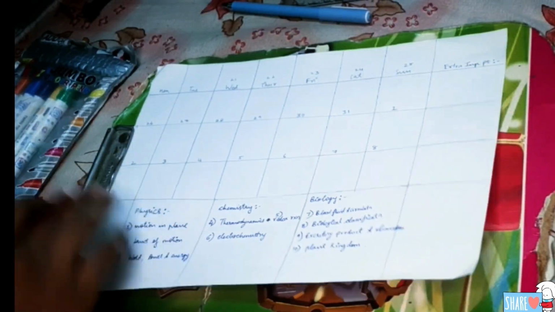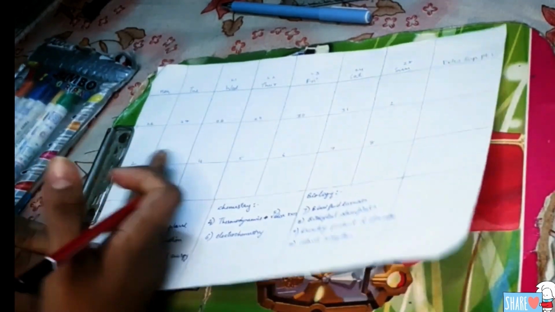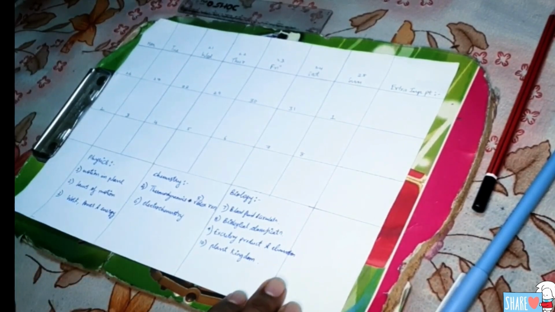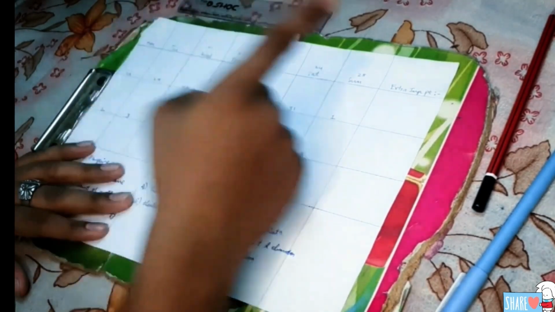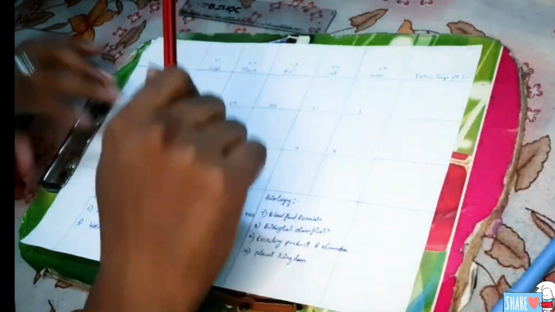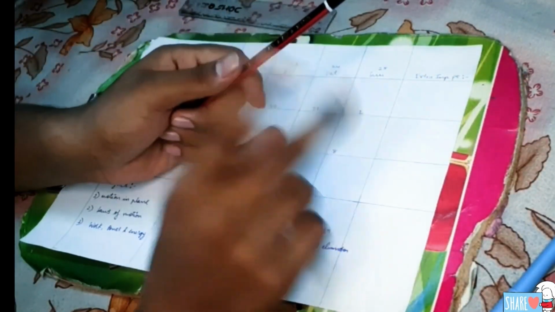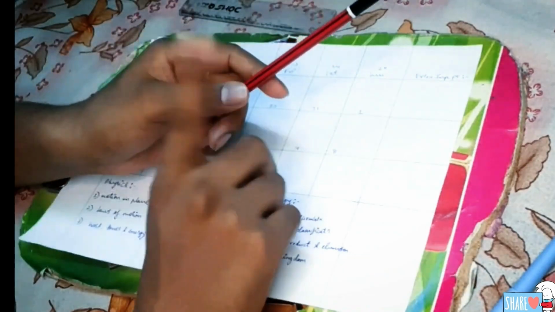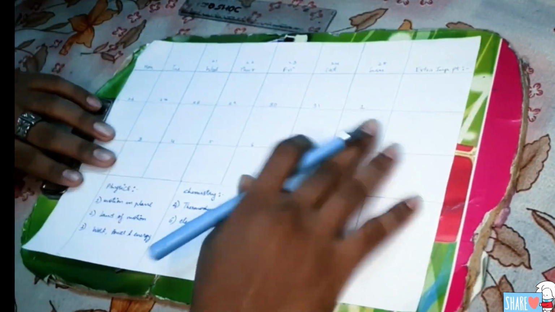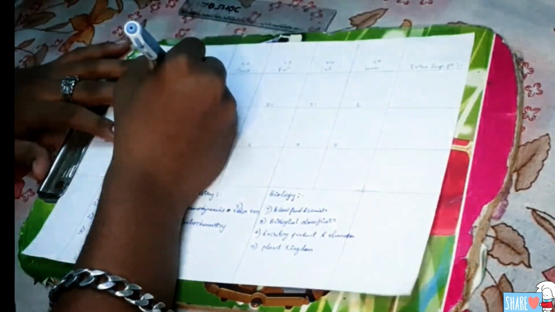Finally, we have completed writing the dates and days. Next, as I said before, we are going to allot days for each chapter according to the number of lectures. First, you will start with physics. Before going to it, don't use pencil. Try to use pen. Very important. See, I am going to allot the days according to the lectures.